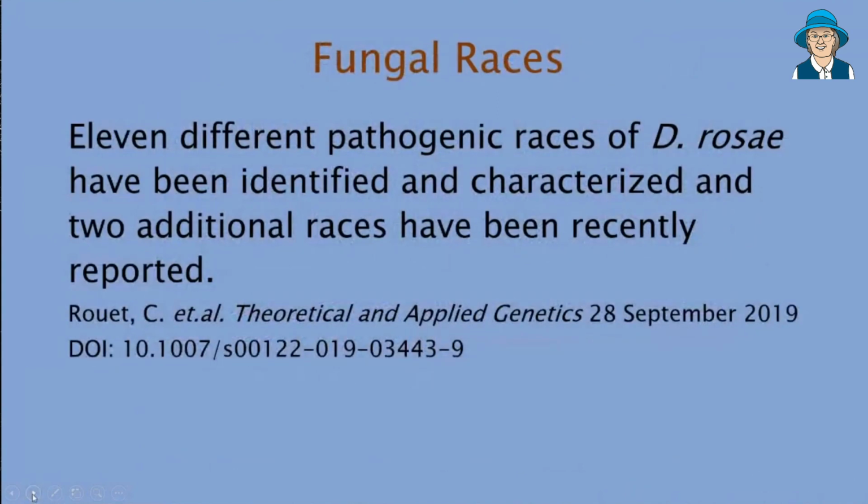And this is just one of the quotes from the article, giving a bit of the background. 11 different pathogenic, that means disease-causing races of D. rosei, this particular organism, have been identified and characterized, and 2 additional races have recently been reported. In other words, they're using the word race as simply a subgroup within a species. So it is a genuine biological term that can be used to describe a group of individuals within a whole species, but are still part of that same species. It's just that they have some distinctive feature.